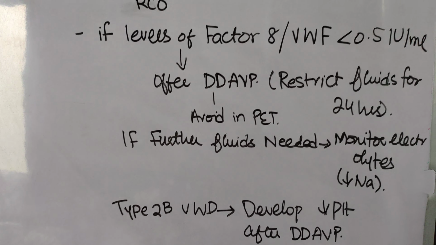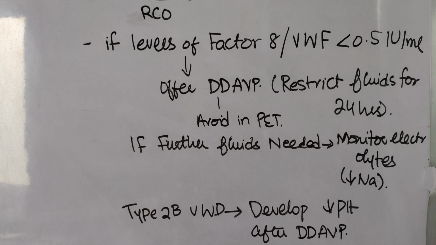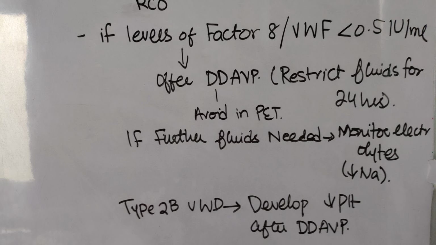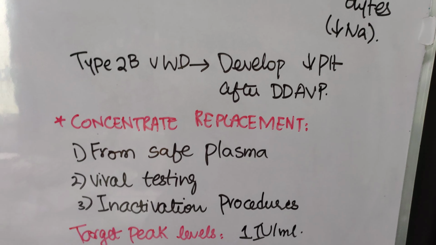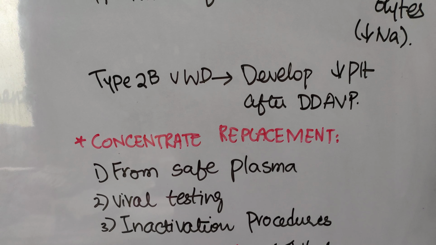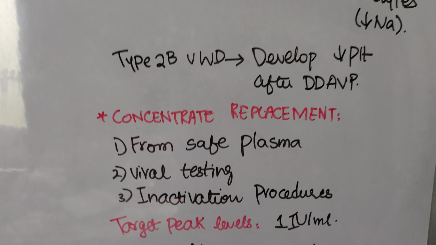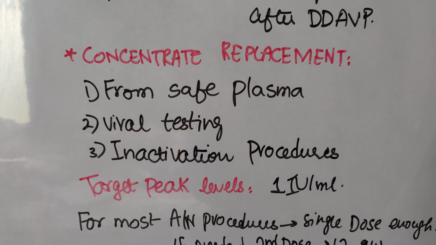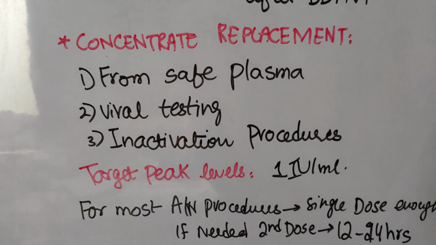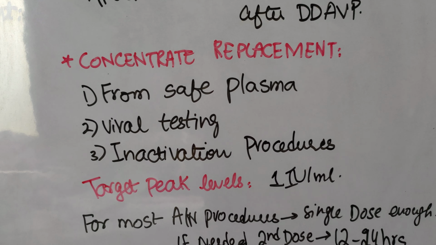Desmopressin is avoided in preeclampsia because of the fluid retention, and if further fluids are needed, then you monitor the electrolytes for hyponatremia. Counsel the patient that if she is having type 2 von Willebrand disease, she can also develop a thrombocytopenia after desmopressin. For the concentrate replacement, it should have been taken from a safe plasma. Viral testing and inactivation procedures should be applied on it.